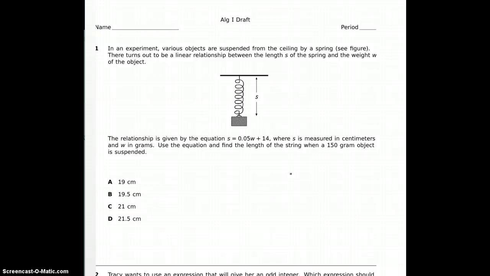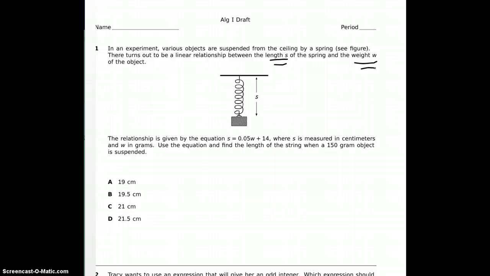There turns out to be a linear relationship between the length S, this is important, we're defining our variable, of the spring and the weight W, that's also important, of the object. The relationship is given by the equation where S is measured in centimeters and W in grams. Use the equation and find the length of the string when a 150-gram object is suspended.